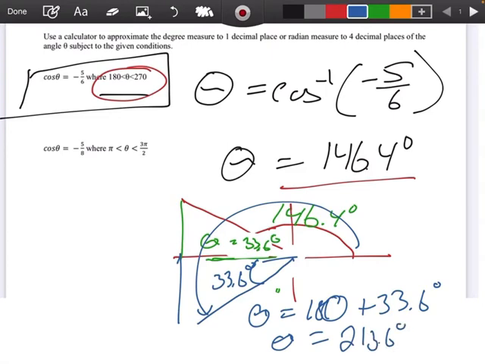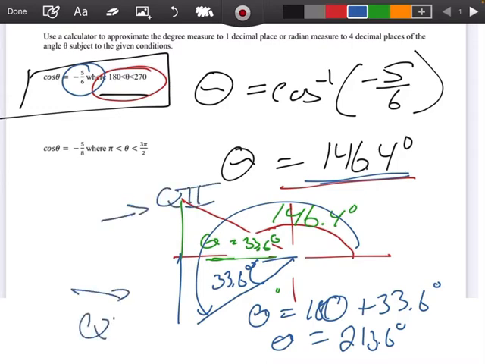And what I want you to think about is, the reason we came up with 146.4 was that the cosine of my angle is negative. The cosine is always dealing with the x values, right? So in quadrant 2, right here, x is negative. But x is also negative in quadrant 3, so we were looking for that angle to be in quadrant 3, okay? Guys, the same thing will apply to this problem here.